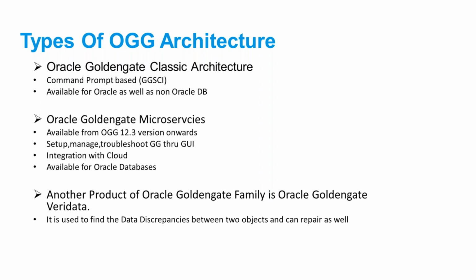I'm not sure if you have heard about it or not. Oracle Golden Gate Veridata is used to find the discrepancies between objects. Veridata, as the name suggests, verifies the data between source and target. Golden Gate is a replication tool. Say, for example, you have a table called department on source, and on target you have a department table.